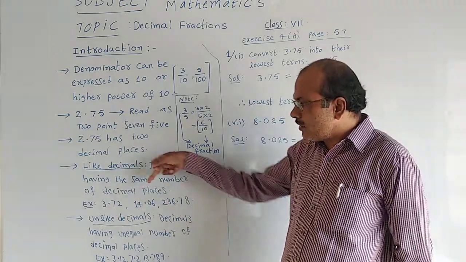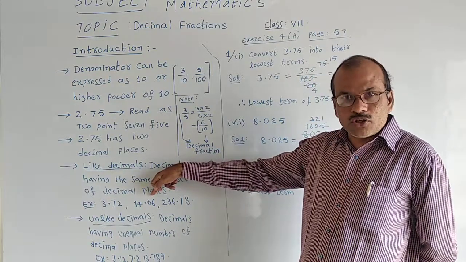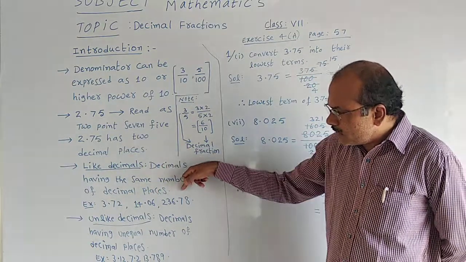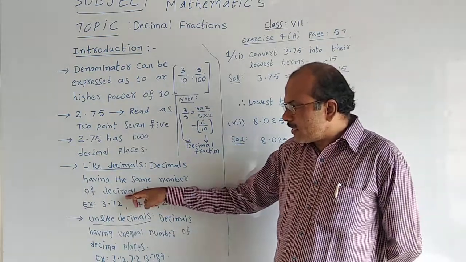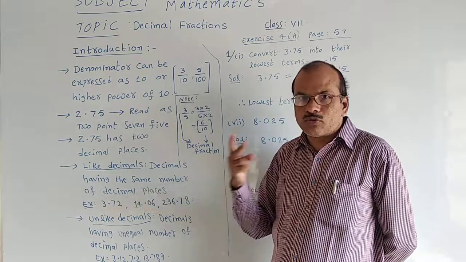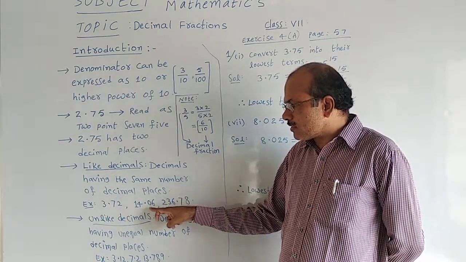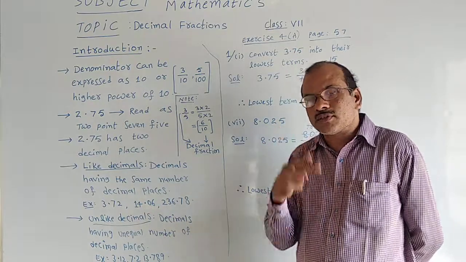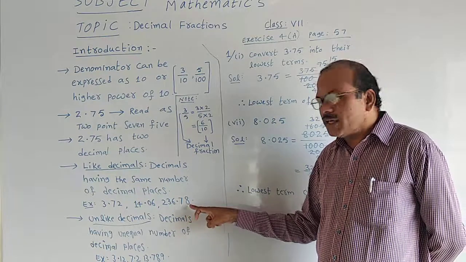For example, 3.72, 14.06, 236.78. Here in the decimal part two places are there, 7 and 2. Here in the decimal part two places, 0 and 6. Here in the decimal part two places, 7 and 8.